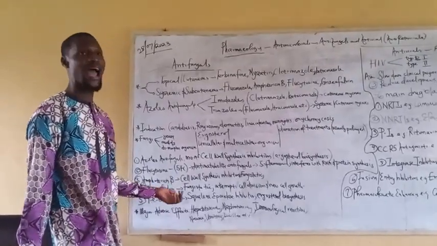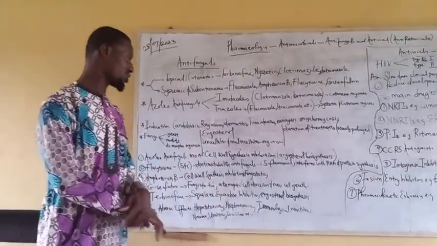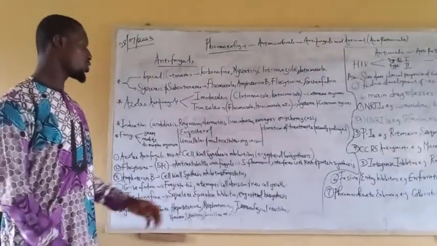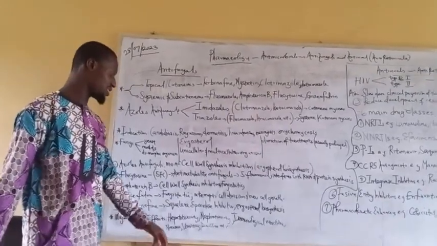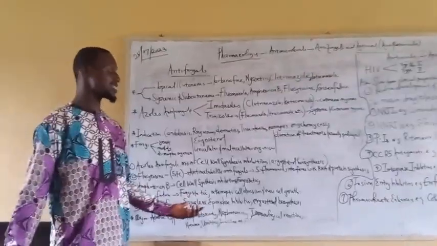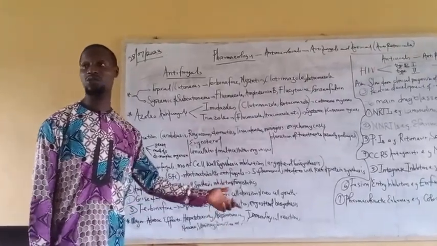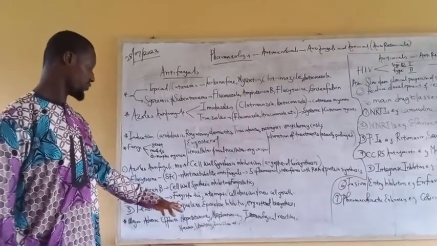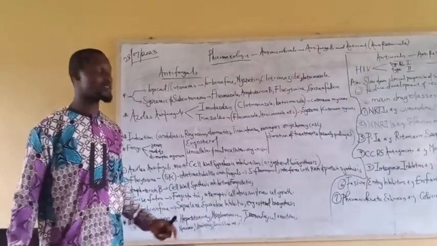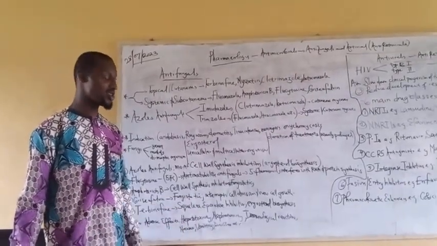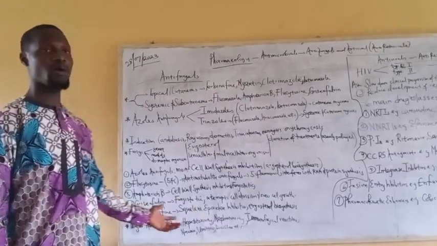We have griseofulvin, which is highly recommended for use in children. It is also fungistatic, in that it interrupts cell division in organisms, which also stops the growth of new organisms. Terbinafine is a squalene epoxidase inhibitor. This affects the biosynthesis of ergosterol from lanosterol, which leads to the accumulation of squalene in the cell. Eventually, this affects the integrity of the cell wall or cell membrane of the fungal cell, and also leads to cell death.